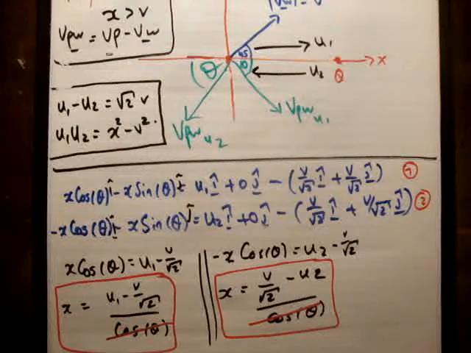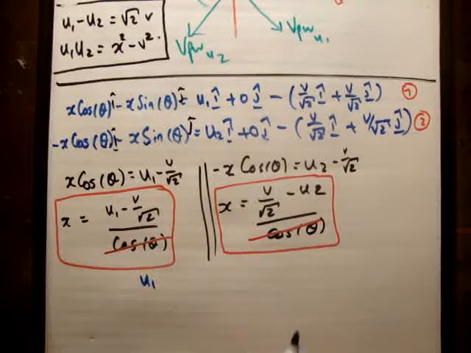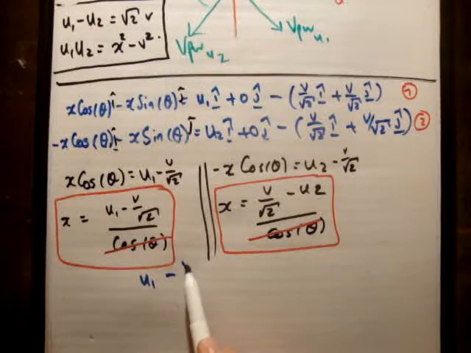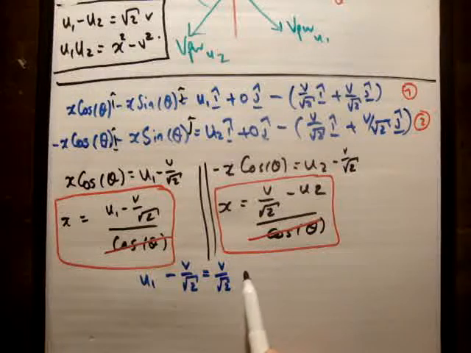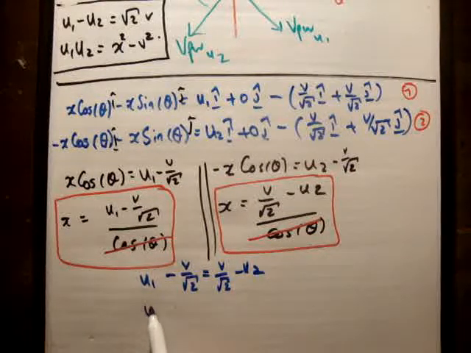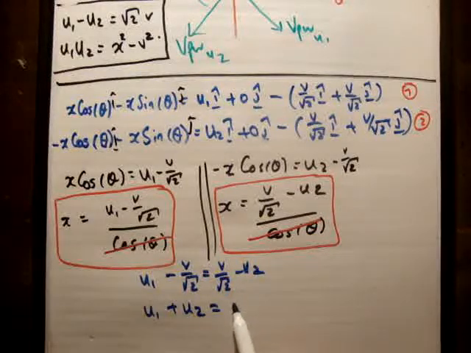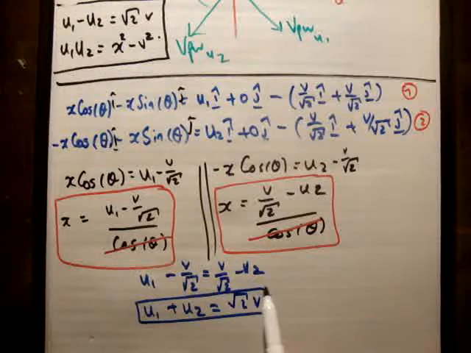We're left with u1 minus v over root 2 is equal to v over root 2 minus u2. And you get u1 plus u2 is equal to 2 times v over root 2, or root 2 times v. Now the answer given in the book tells us this should be a negative sign here. I don't know what the supposed answer is, so for that reason I'm not going to continue on. I'm going to leave it at that.